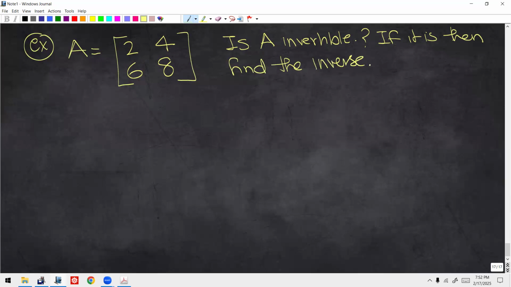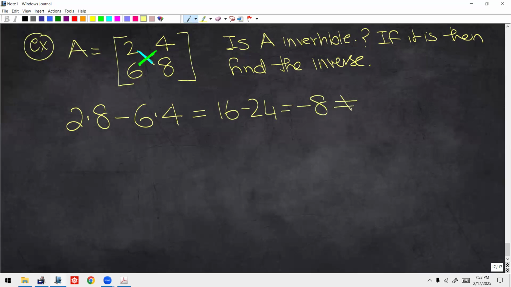So to find if it's invertible, we take the product of the main diagonal and subtract the product of the minor diagonal. So let's do that. The first thing I'm going to do is take 2 times 8 minus 6 times 4. That gives us 16 minus 24. That gives us negative 8. This is not 0. So this implies A is invertible. So now we know A is invertible.